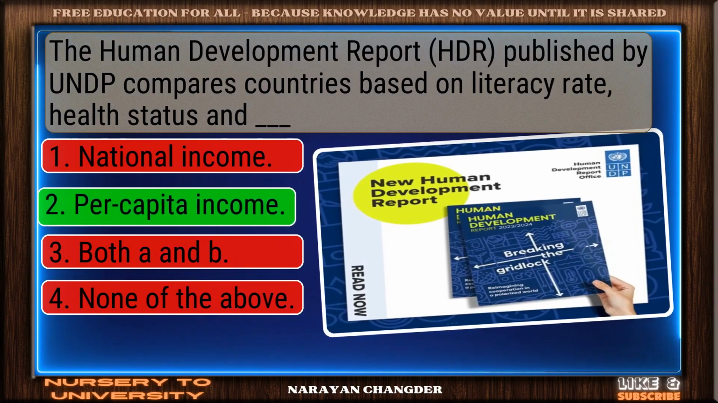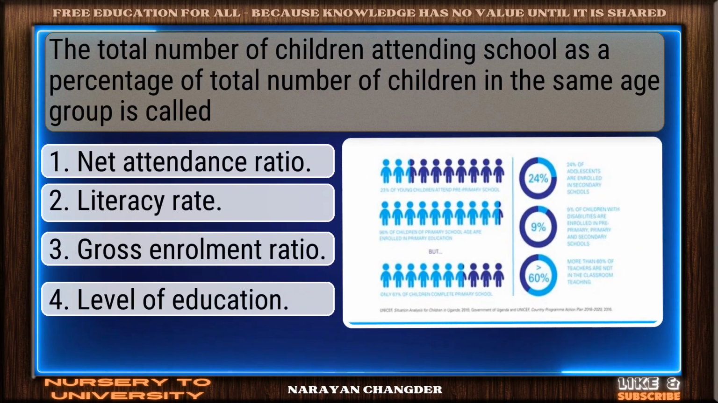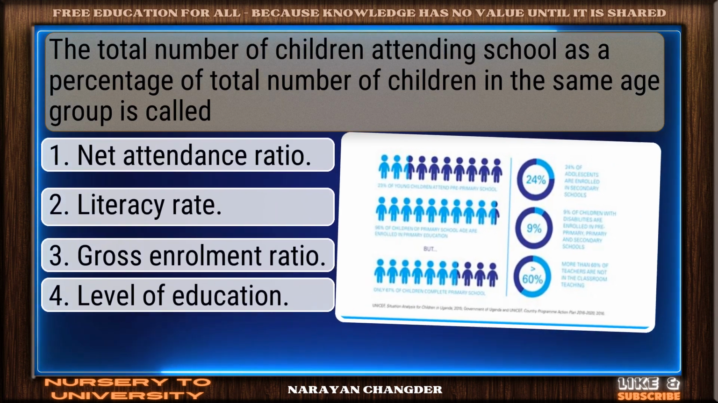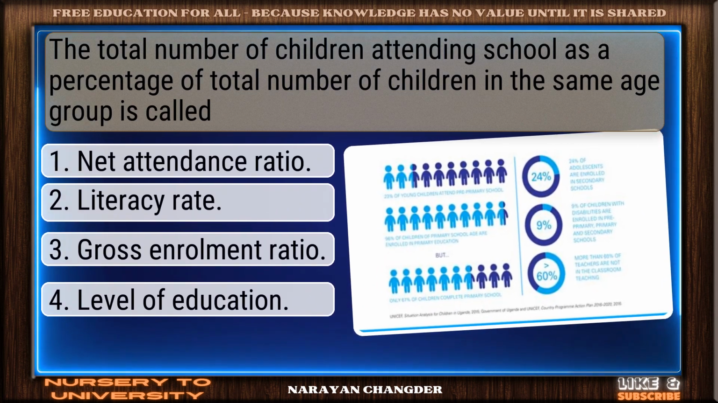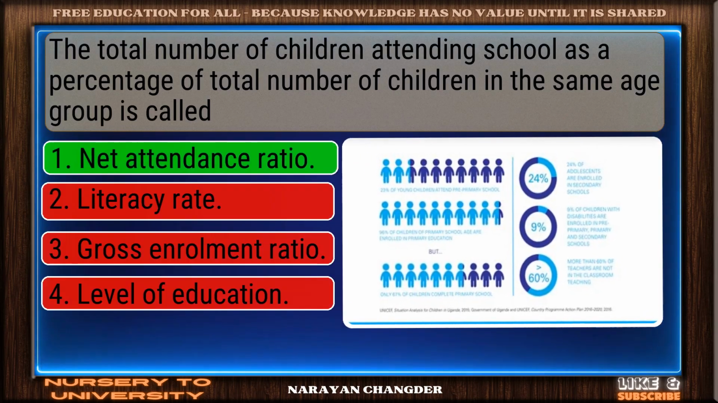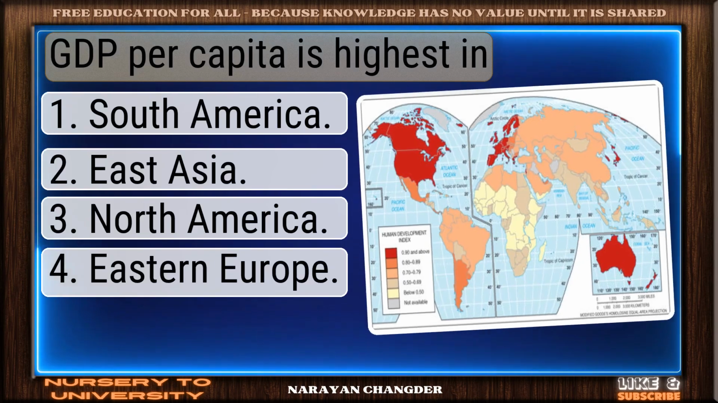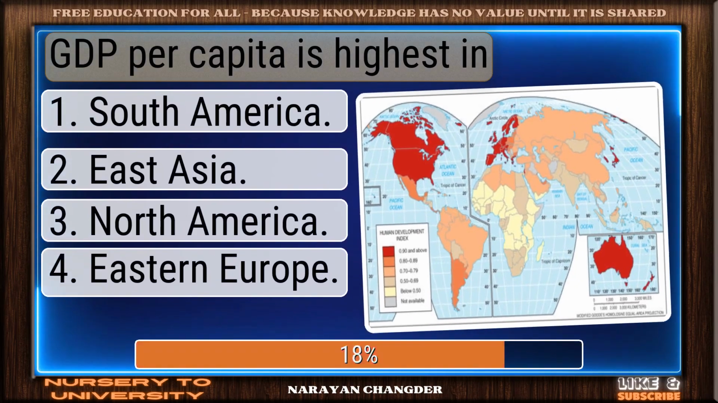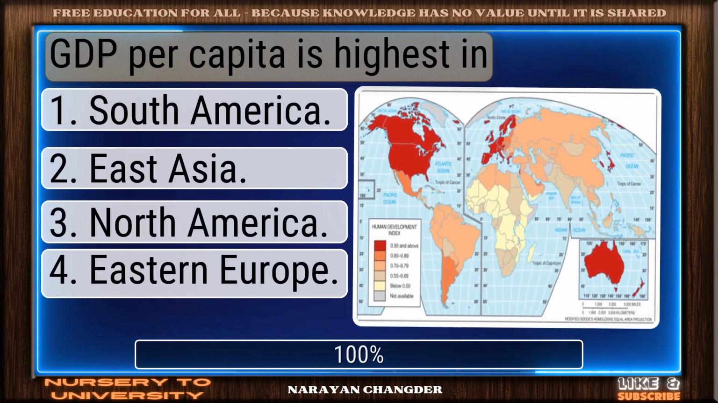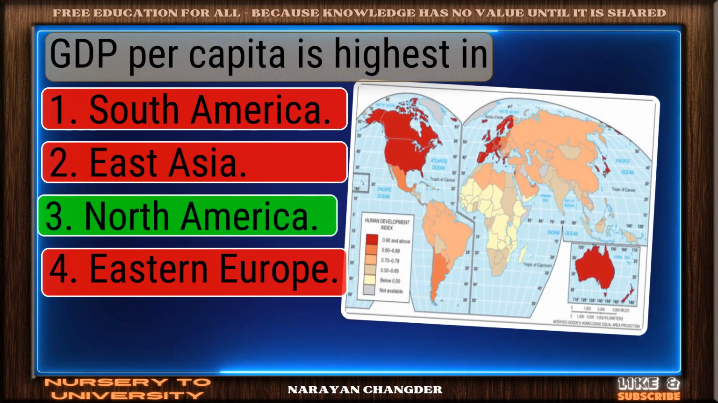Excellent choice. Per capita income is right. The total number of children attending school as a percentage of total number of children in the same age group is called... Bravo. Net attendance ratio is the answer. GDP per capita is highest in... Good job. North America works well.